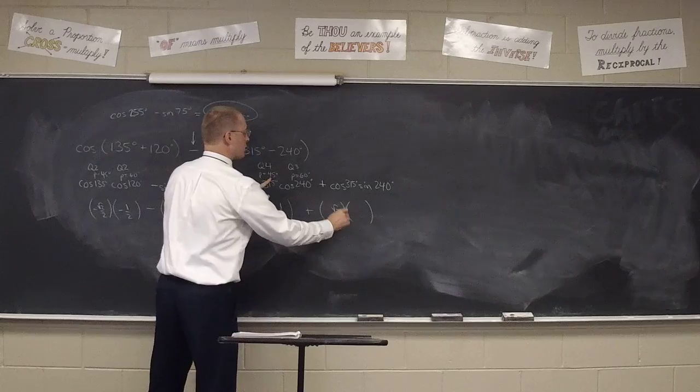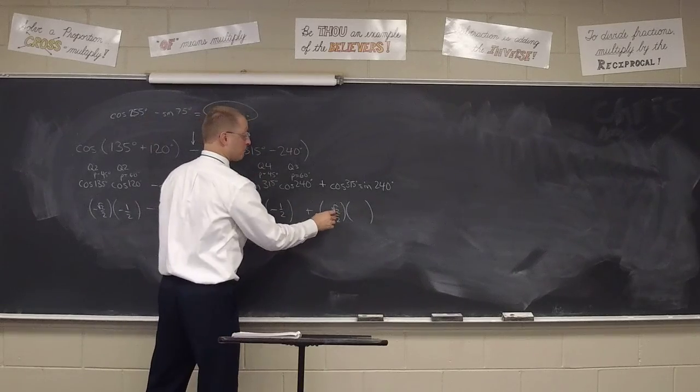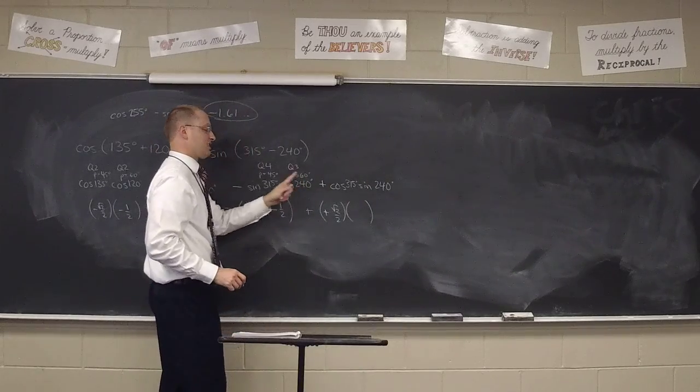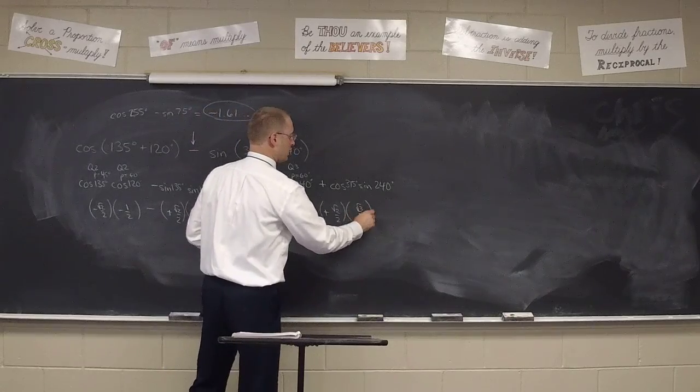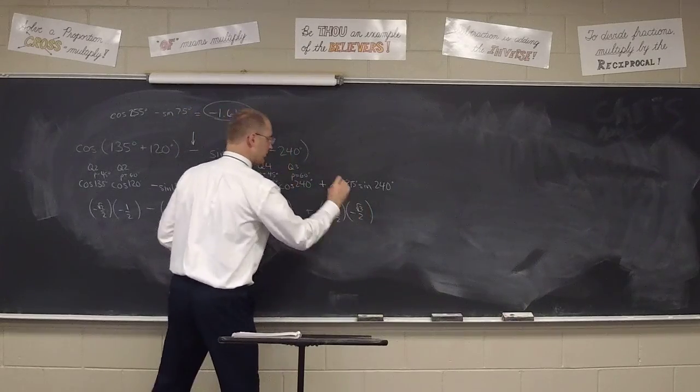Negative square root of 2. Square root of 2 over 2 in quadrant 4: negative, positive, positive. Sine of 60, square root of 2 in quadrant 3: negative, negative.